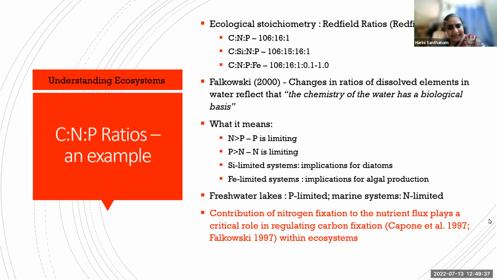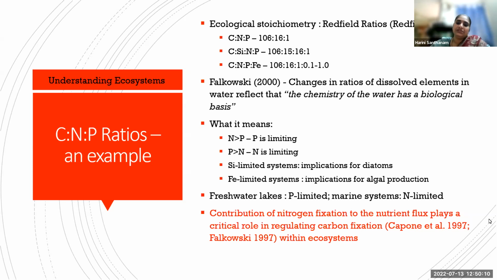So in silicate limited systems, the presence of diatoms, or what are known as benthic forms, is less, and the free floating forms are higher, which means there is going to be a change in the biological composition of that ecosystem itself. If the system itself is iron limited, there can be implications for algal production. That is, there is a change from an autotrophic composition to a heterotrophic composition, or vice versa, when there is a limitation on iron.